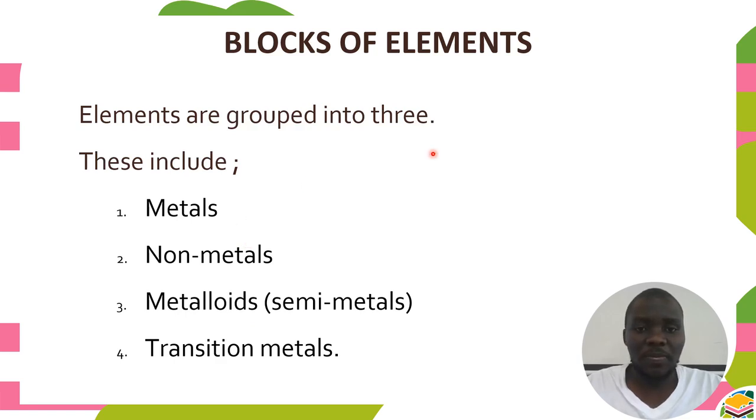So the question might be, why are we writing three blocks of elements in the periodic table, but here we have written four? Remember, transition metals or transition elements are still metals, but these ones are heavy metals. That's why we are calling them transition metals.